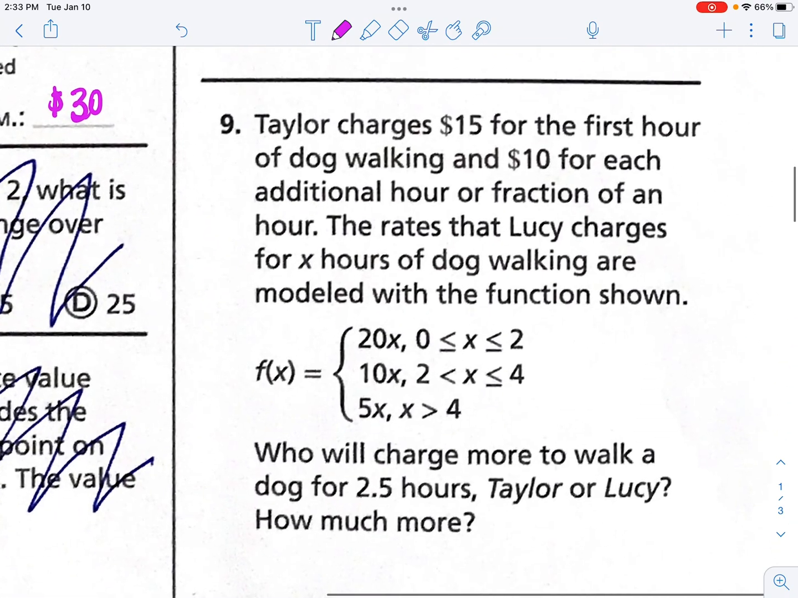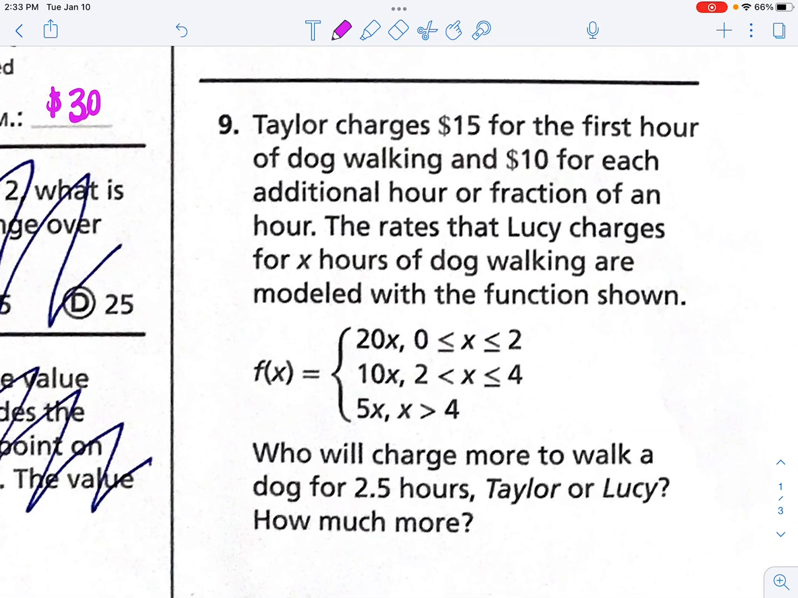Number 9, Taylor charges $15 for the first hour of dog walking and $10 for each additional hour. And then we have Lucy down here, and here's Lucy, got all complicated, and that's how she charges. And here you can see the restrictions between 0 and 2 hours, 2 and 4 hours, and more than 4 hours. That's what she charges. So it's asking who will charge more for a 2.5 hour dog walk, Taylor or Lucy, and then how much more. So we can see here that Taylor is $15 for the first hour, right?